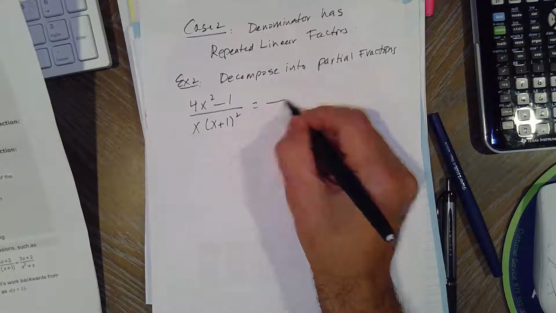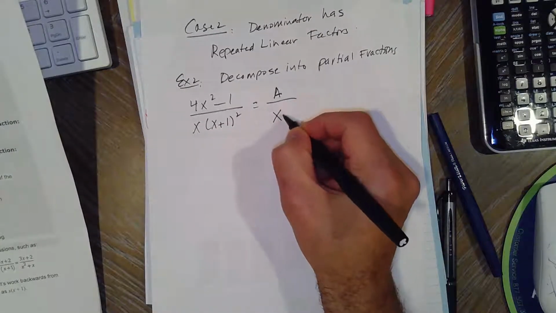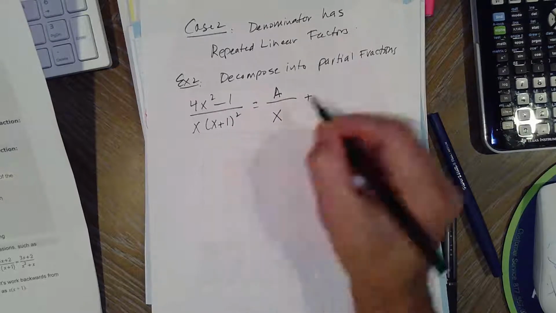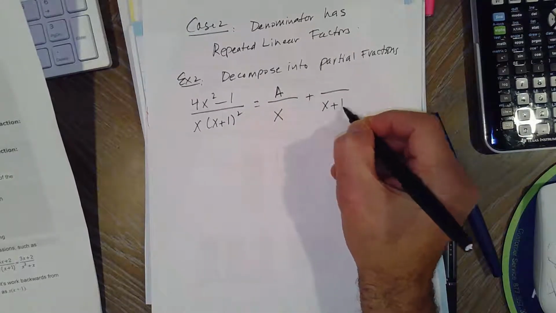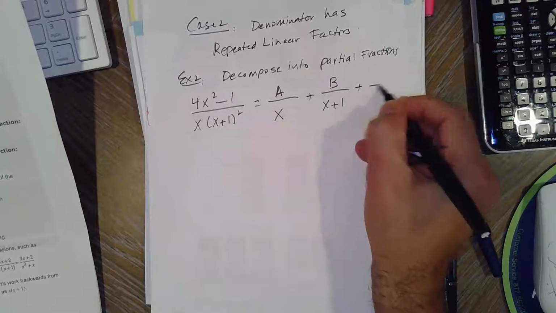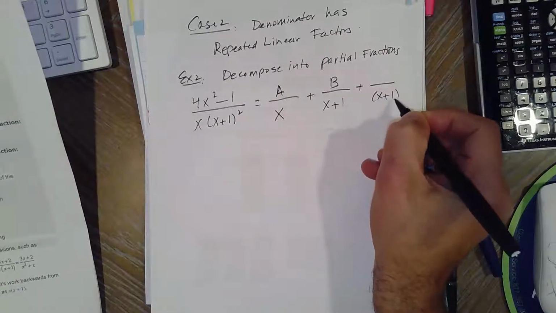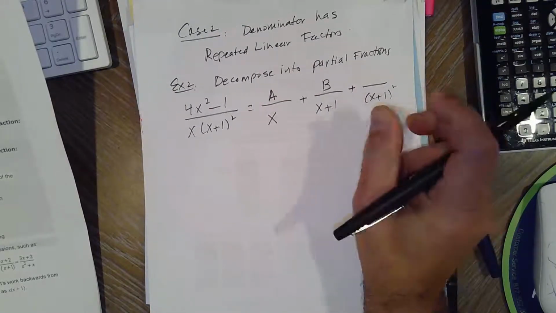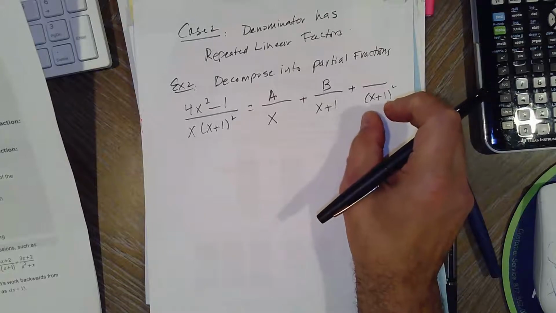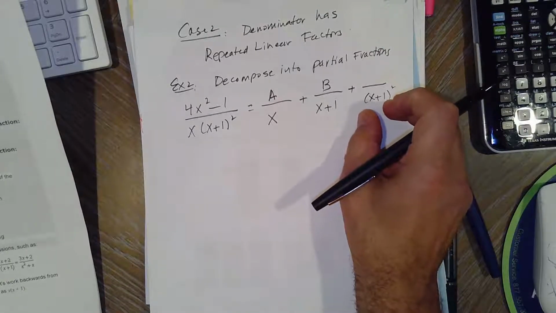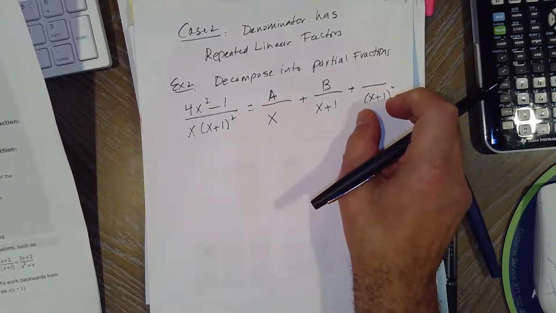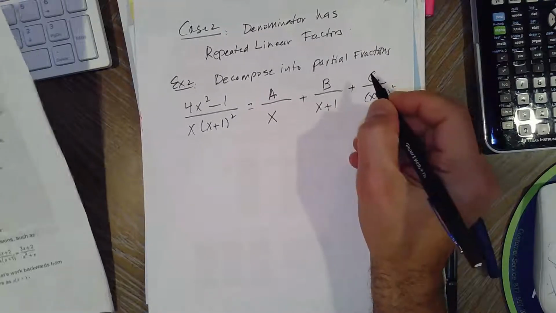So if x is a factor, we write a over x. It's linear, so we put a constant. x plus 1 is a factor, again it's linear, so we put a constant. x plus 1 squared is a factor, it's linear. The only time the numerator is quadratic is when the bottom factor cannot be factored. So this is factored, so it's linear, and it's c over x plus 1 squared.